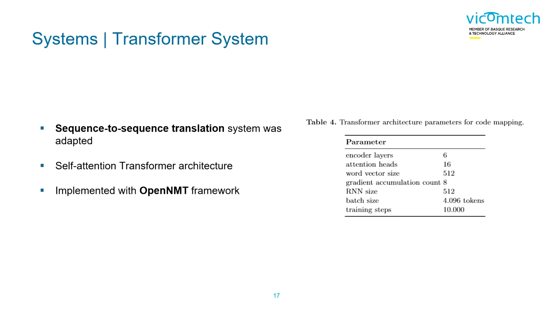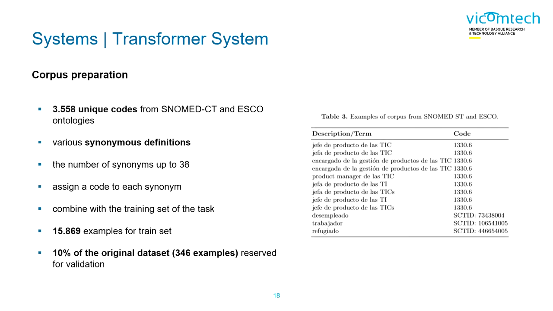The second approach we present for the normalization task is a self-attention transformer architecture. Term description is a source input for the encoder, and its code in the ontology is an input for the decoder. This system is implemented with the OpenNMT framework, broadly used for neural translation tasks. Here we see the parameters of the neural network, 6 encoder layers and 16 attention heads. This combination was selected as a result of various experiments.